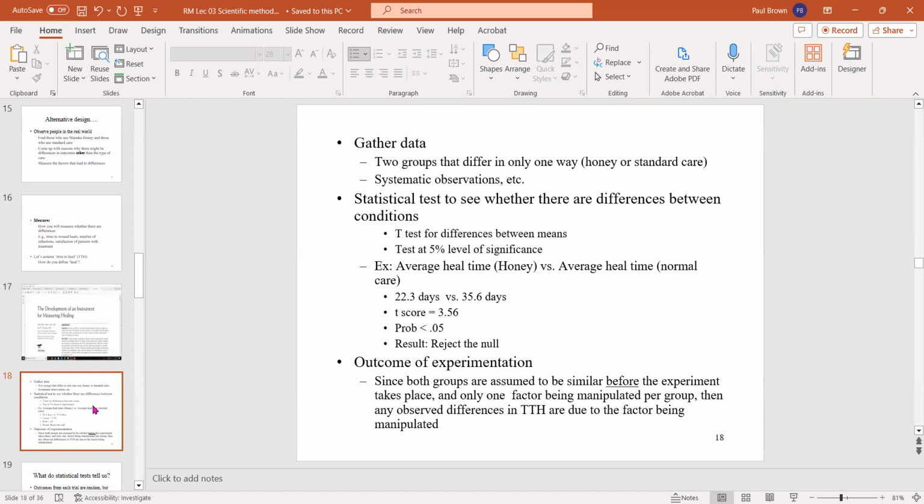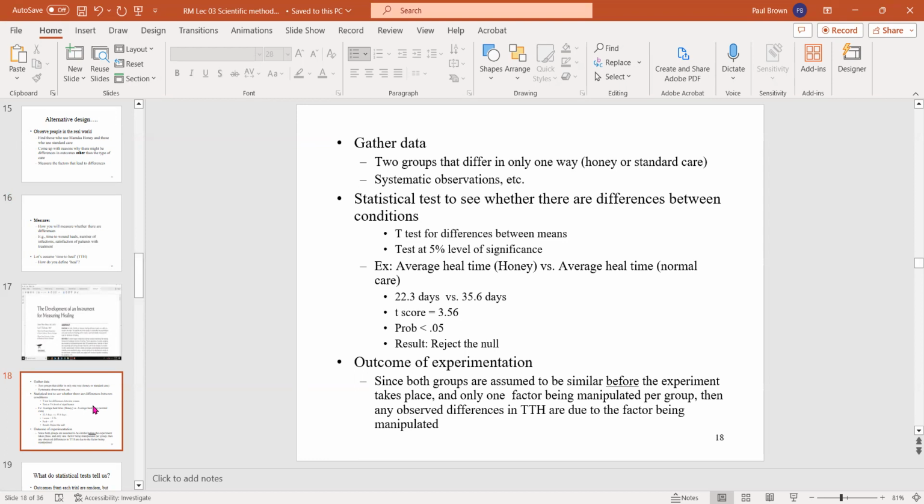Okay, so then you go and gather data. Let's say you have your two groups, and somehow you identify time to healing as the outcome variable that you're going to follow. You get the data, an average number of days here and an average number of days there. Let's say that for the group who gets the Manuka honey, you're at 22.3 days, and for the group who gets the standard care, you're at 35.6 days.